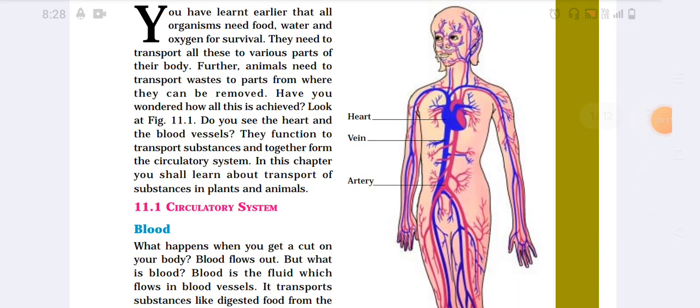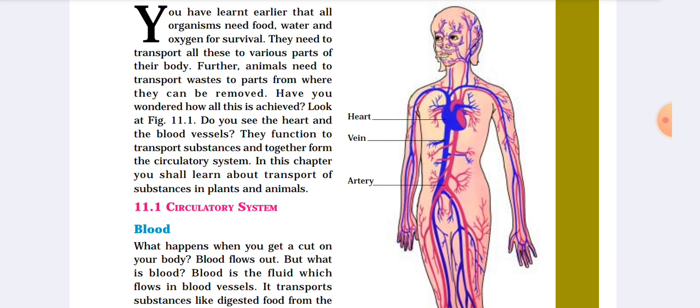आपने चैप्टर 2 में पढ़ा है कि digested food from the small intestine gets absorbed into the blood vessels. Where do those blood vessels go and where do they transport? Where is the end point or the destination of that digested food? You have also read in the respiration chapter, respiration in organisms, that the oxygen filtered from the lungs goes into the blood vessels.